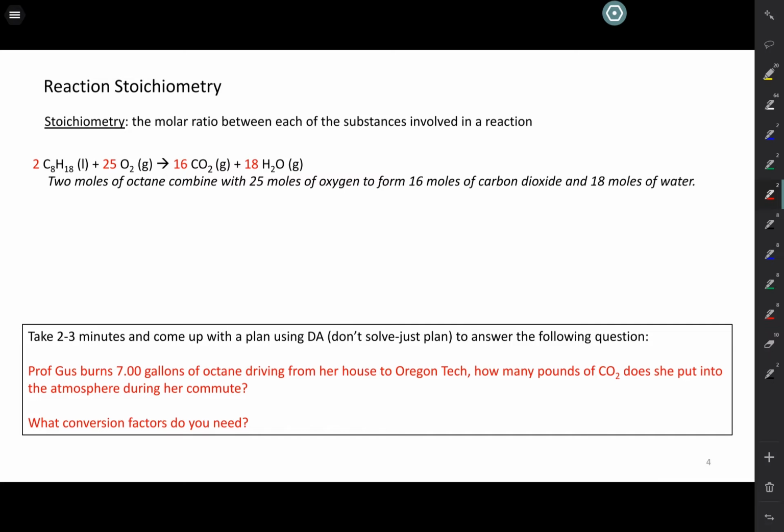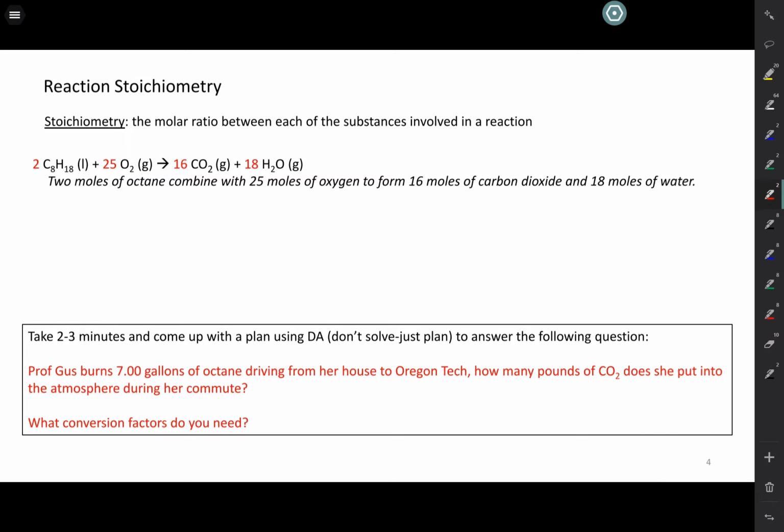Welcome back. Okay, this is quite the problem. I live pretty far away from Oregon Tech, and this year we're doing distance learning with this class, so maybe I'm not having to drive every day or every week, but I normally have to drive pretty far to get into the office, and I burn about 7 gallons of octane doing that, assuming that all the fuel I'm burning in my car is octane, which it isn't, but we're going to make some assumptions here. So if I burn 7 gallons of octane driving from my house to Oregon Tech, then the question is, how many pounds of CO2 do I put into the atmosphere during my commute?